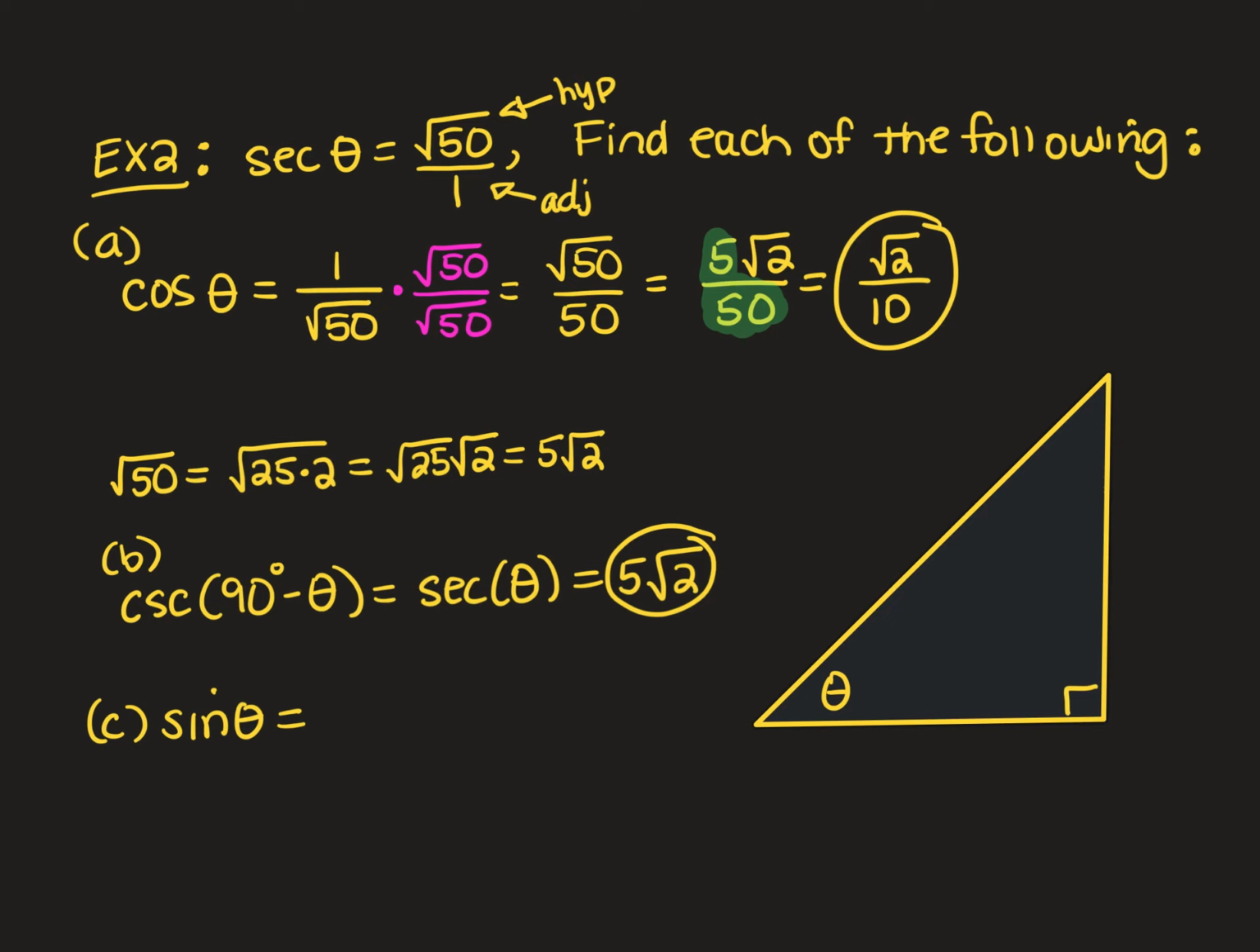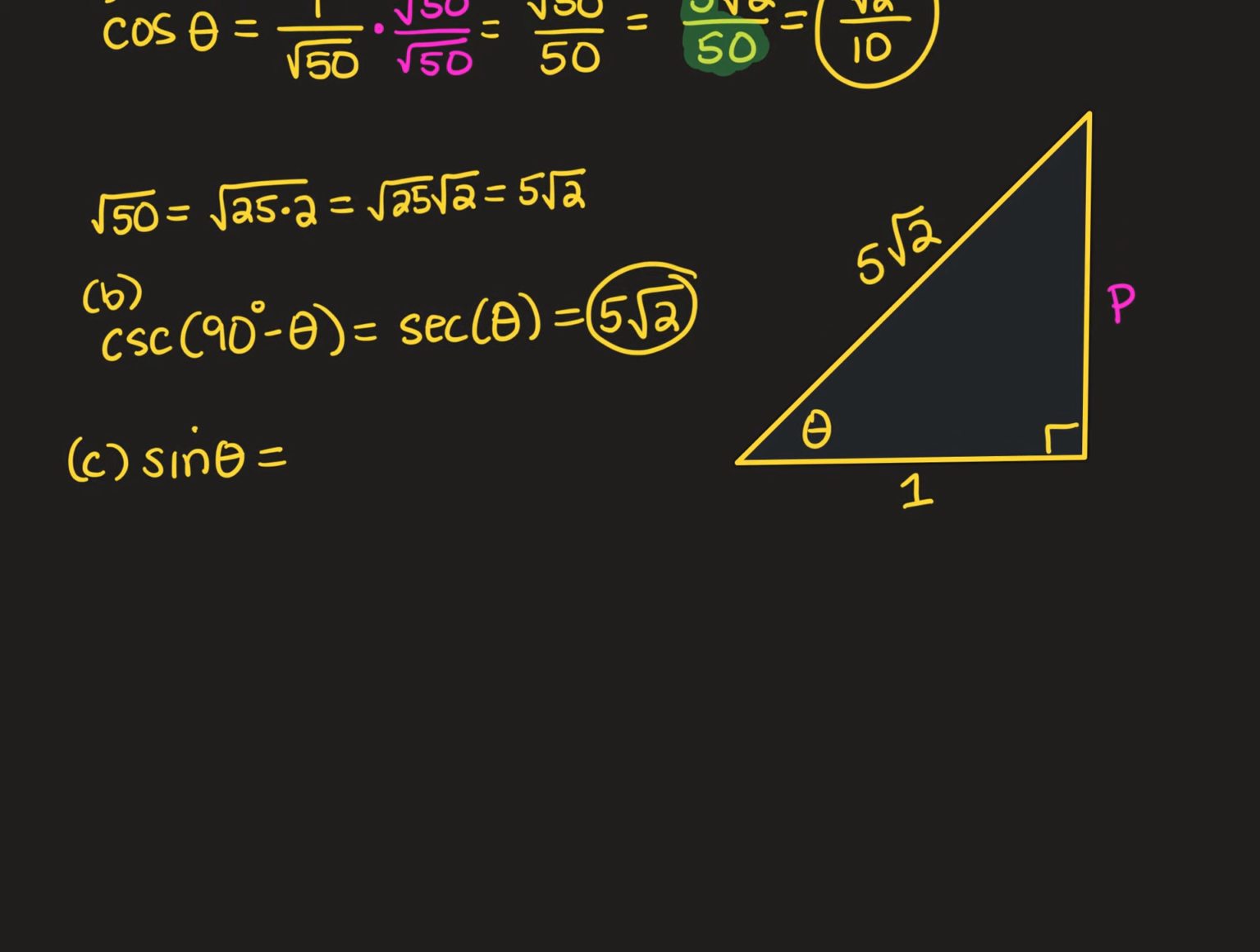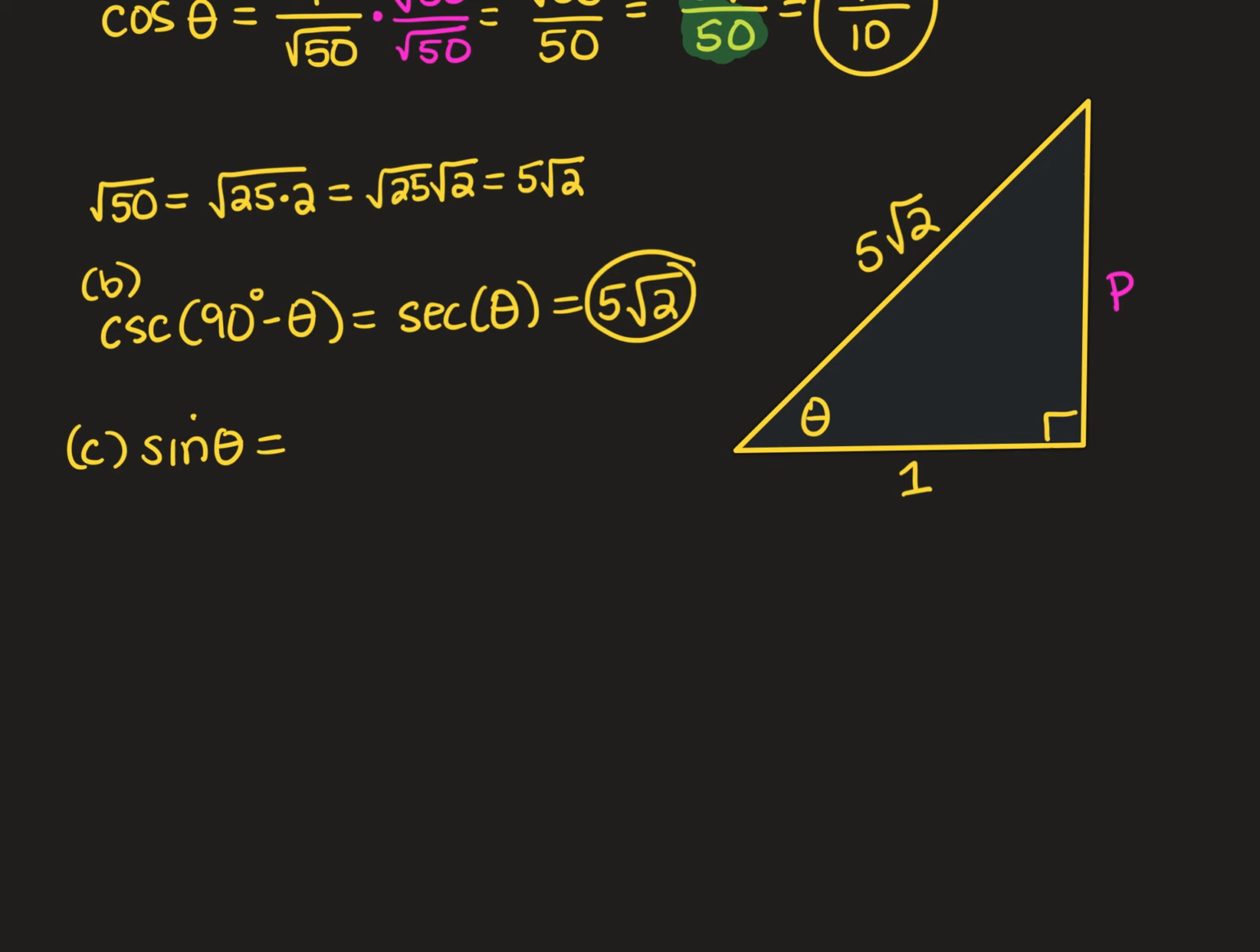Now I'm going to use 5 times the square root of 2 for my hypotenuse, since I've already simplified it. And then my adjacent side for the angle is 1. So if I want to find sine, which is what I'm trying to do here, I have to know the opposite side. Well, that's here, and I'm just going to call that P. So in order to find the opposite side, I'm going to have to use the Pythagorean Theorem. So let's go ahead and do that.